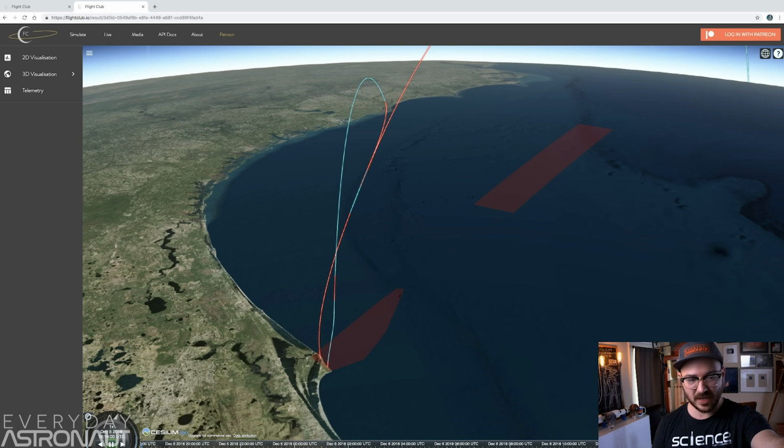Now you can see there's a red line. That's going to be the entry burn. I still think it's the re-entry burn. SpaceX used to call it the re-entry burn. Now they switched it to entry.